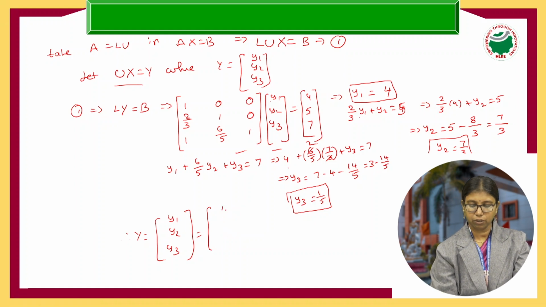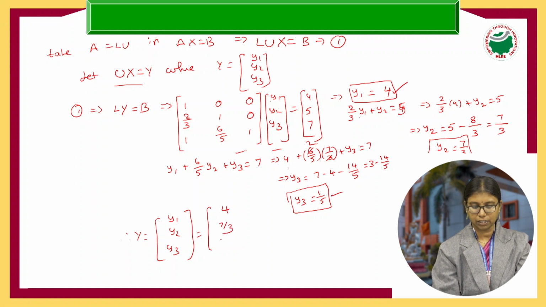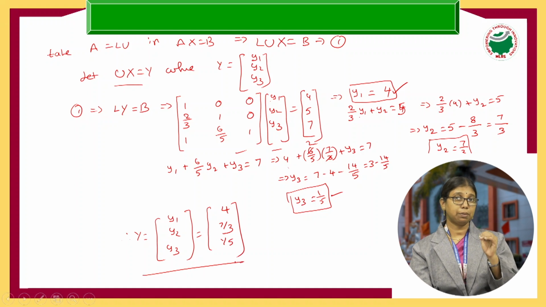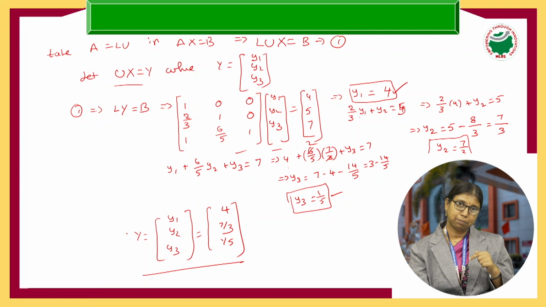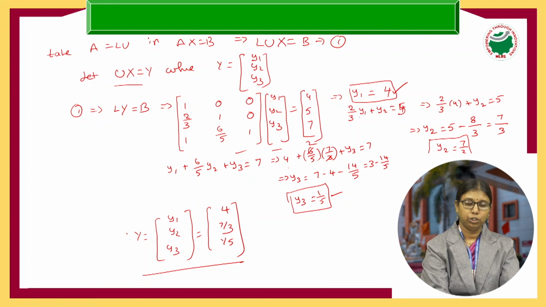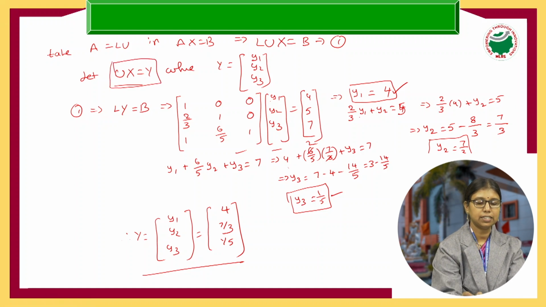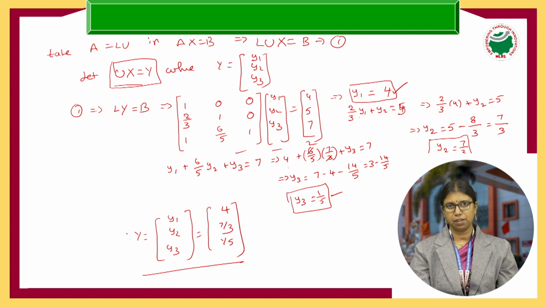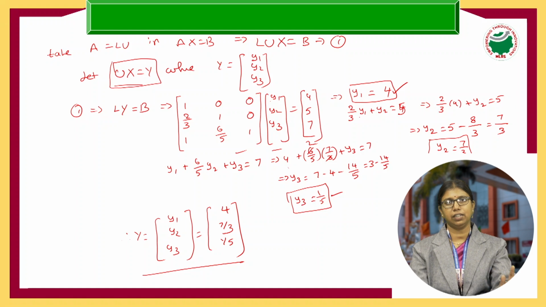So y1 is 4, y2 is 7 by 3, y3 is 1 by 5. So this is your capital Y value. With this your step 2 is completed. Now in step 3 you have to take Ux is equal to Y. You have to consider this relation, substitute the values of U, X, Y. Again repeat the same procedure. Write down the equations, directly you will get the values.